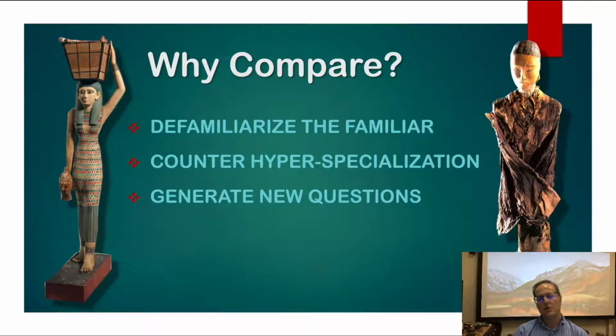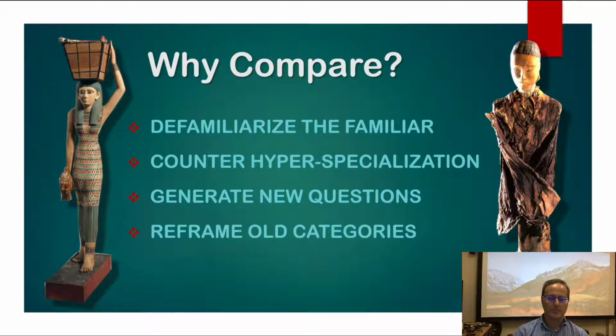So when we do comparative study, this helps us to generate new questions and to think about things in ways we haven't before, but also to reframe certain old categories, certain things like the word art or philosophy or science, which might be defined and have originated in places like ancient Greece, but may not be quite applicable to other places like East Asia.